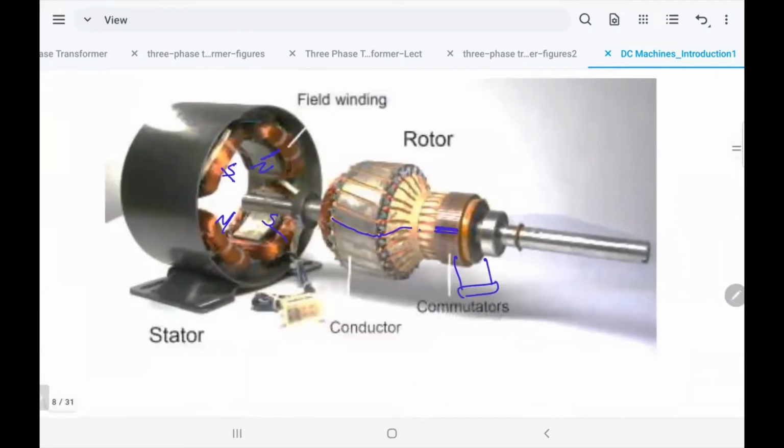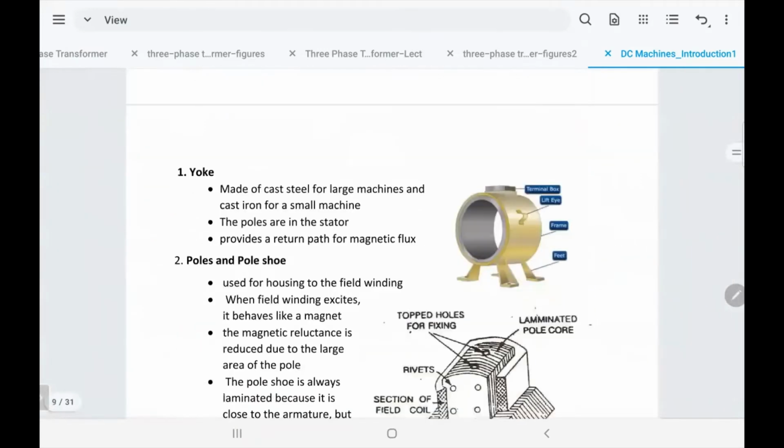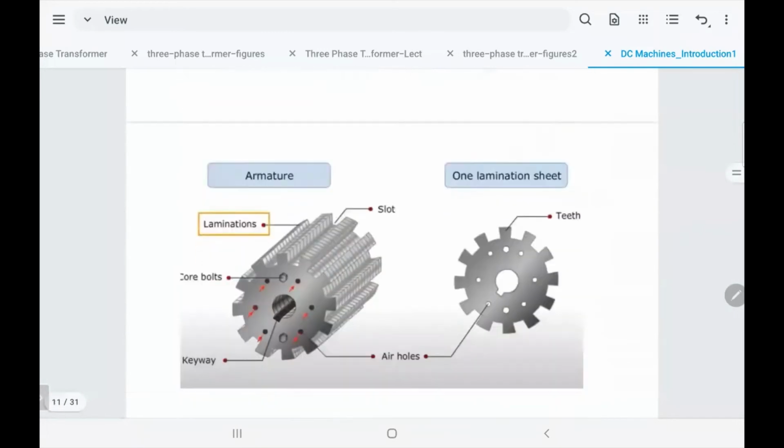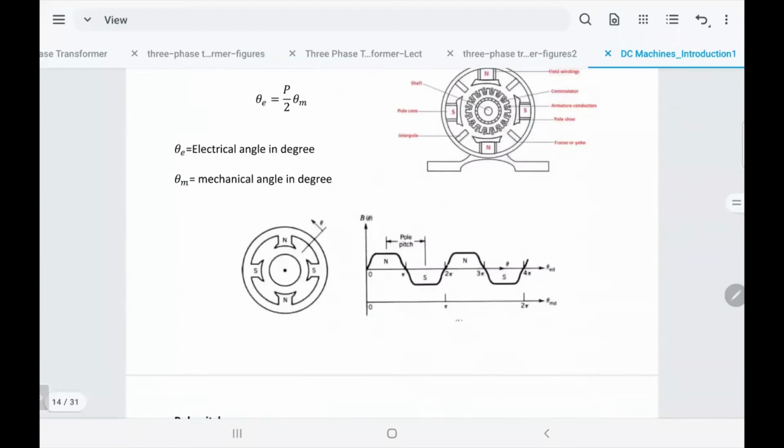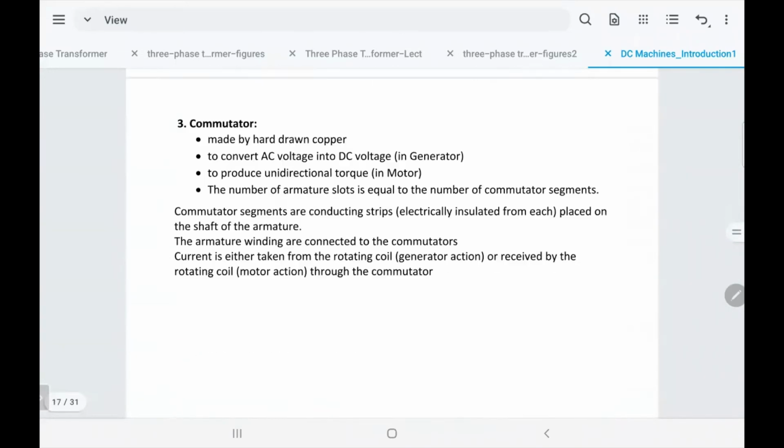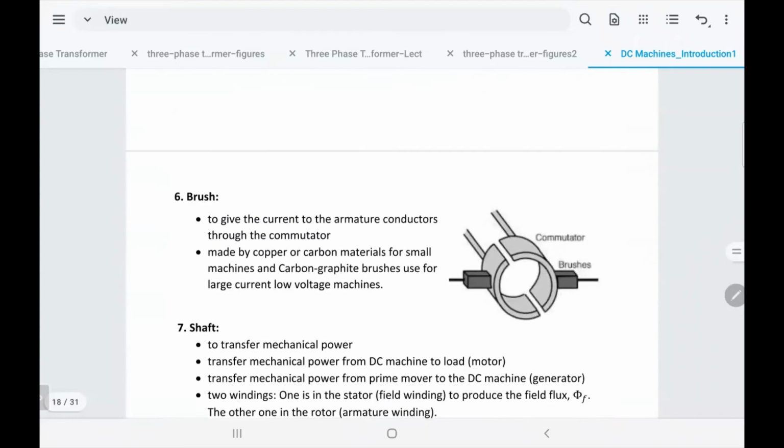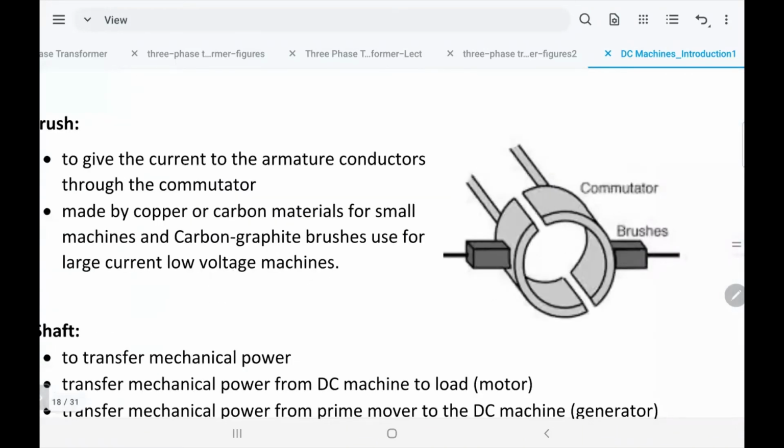So how do you solve this problem? To solve it, let me jump to another slide to show you what happens exactly. They have a picture for it. Yes, that's how we solve it. That's a very simple commutator. It's only 2 pieces, but in reality you have 100 pieces. That's the commutator, just like 2 split pieces of conductor, and the brush is just touching the commutator.